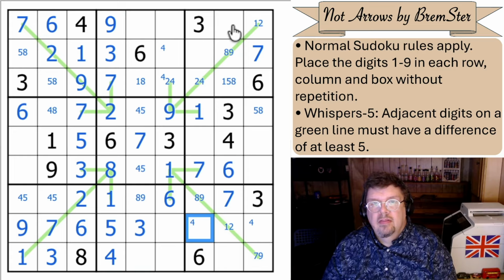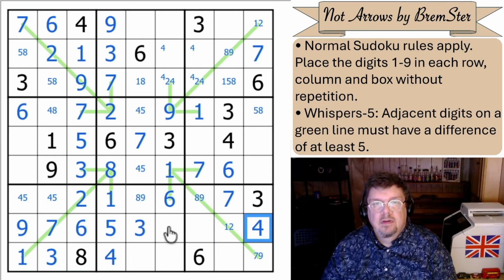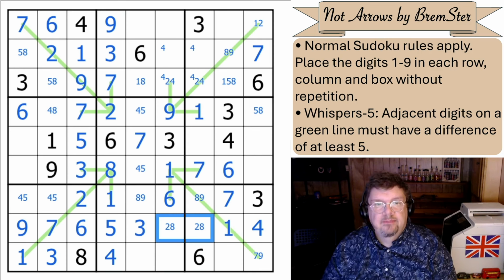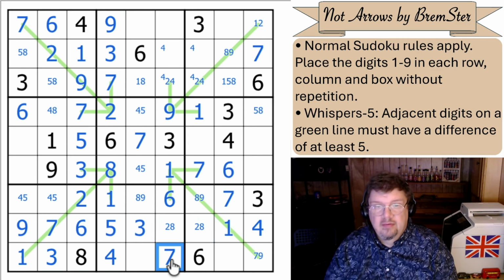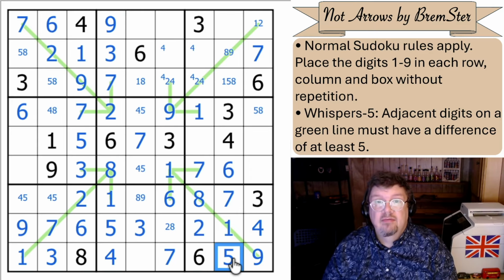Okay, that's not 4, so one of those two is a 4. So that's not a 4, and that one is. 1 in this row is now here. Those two ones prevent it from being there. And that is a 2-8 pair. That's a 7 there. That makes that 9. That's 8. That's 2. And that is 5.